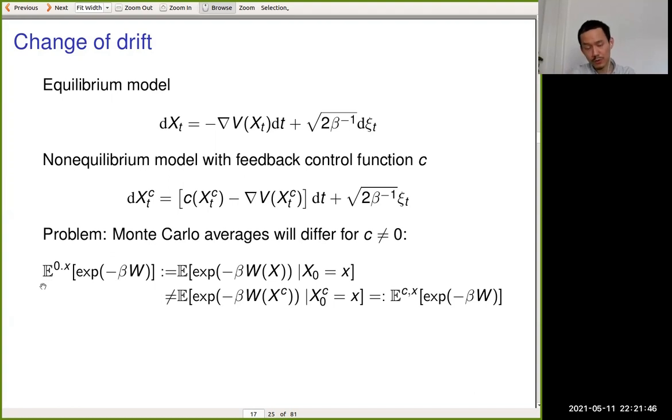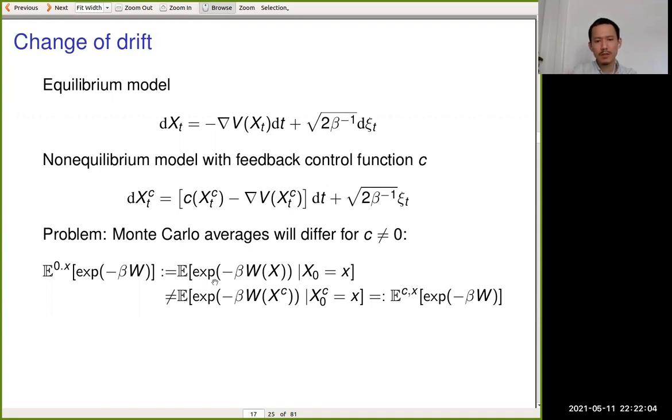I am going to introduce a notation here, E superscript 0x, that's just defined to be the expectation with respect to the equilibrium system X. So zero control, that's why we have zero. And we're using x as a superscript to remind ourselves that we're starting all of our trajectories from little x.